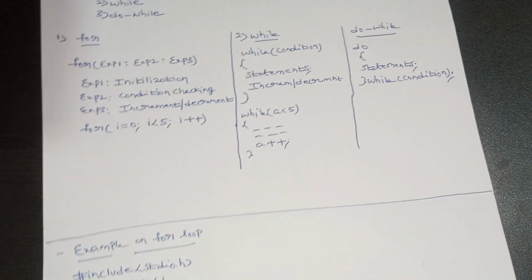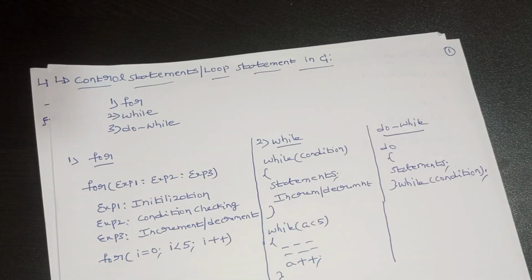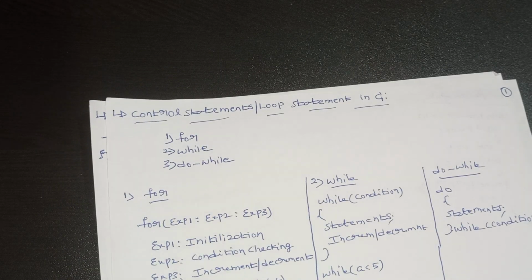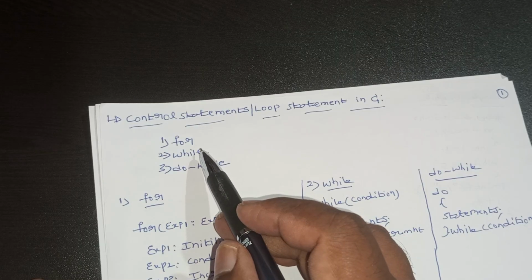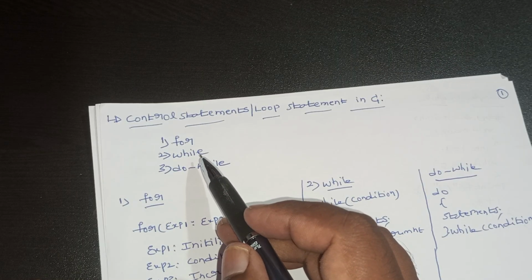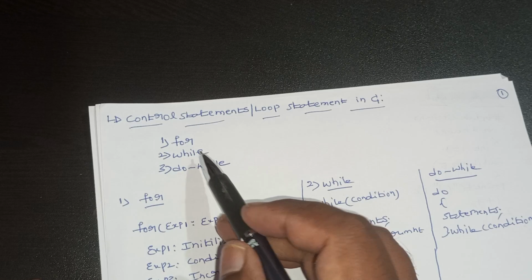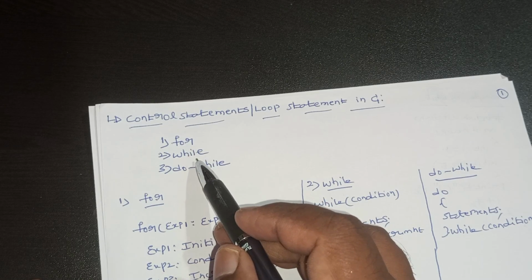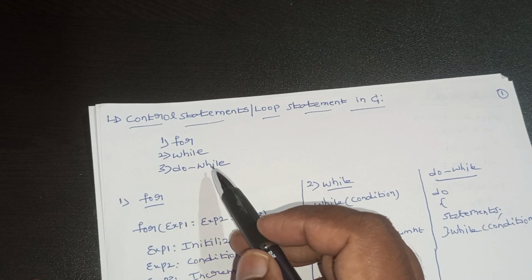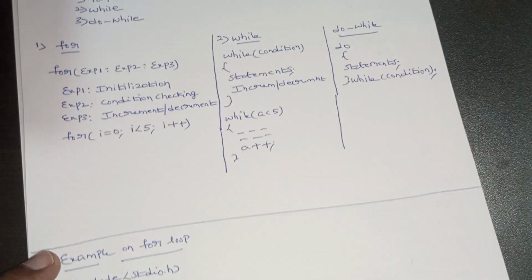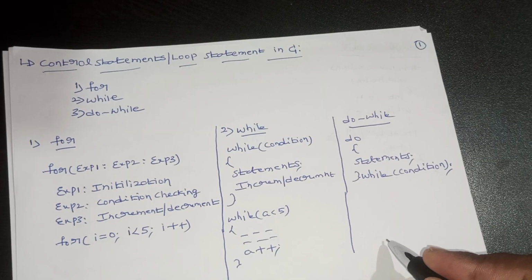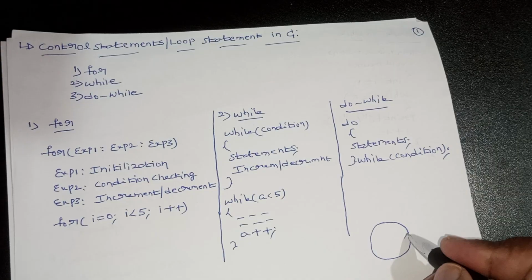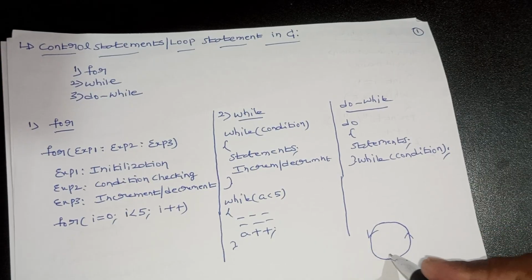generally, why are we going for a for loop, a while loop, or a do while loop? In the C programming language, we have three types of control statements or loop statements: one is the for loop, the while loop, and then the do while loop. So first of all, what is a loop? I am taking a small diagram here. So this is a loop, like this, like this, like this.